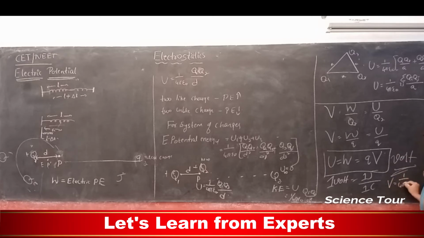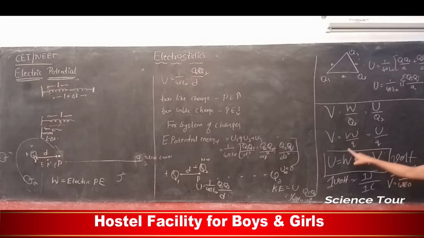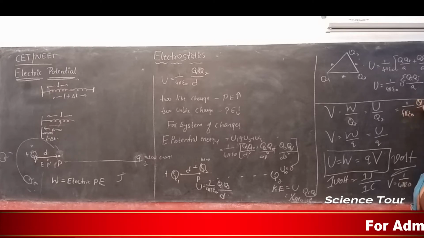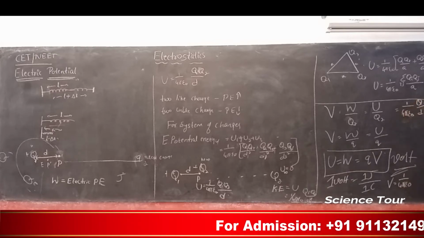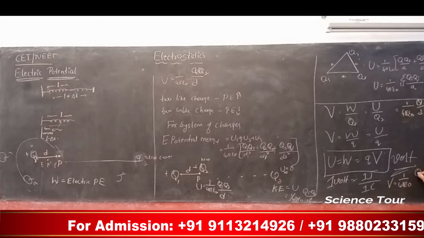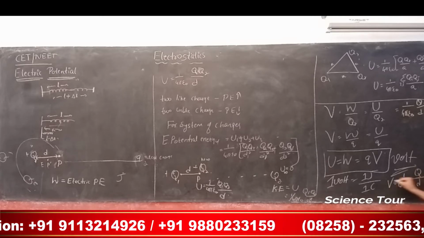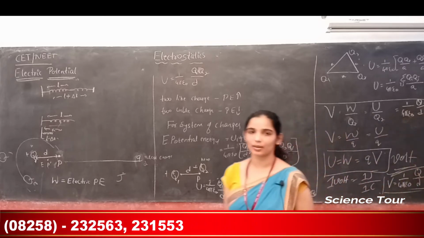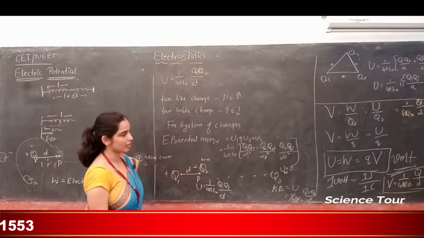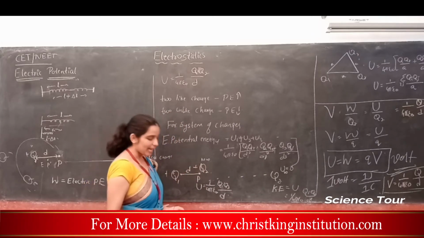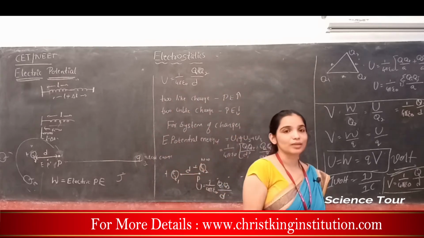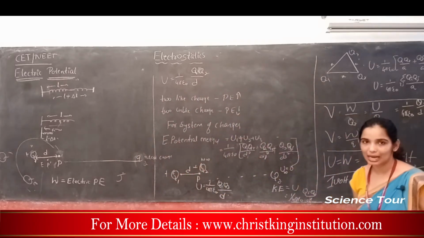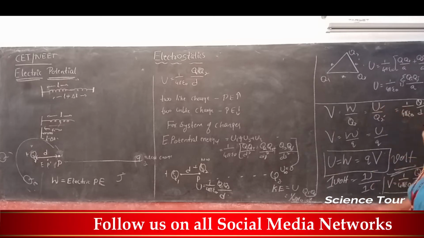1 by 4 pi epsilon naught. See, electric potential is nothing but potential energy per unit charge, right? According to this, 1 by 4 pi epsilon naught Q1 by D. So the general formula is 1 by 4 pi epsilon naught Q divided by D, or Q divided by R, or Q divided by X, where X or R represents the distance of separation. I repeat, electric potential means electric potential energy per unit charge.